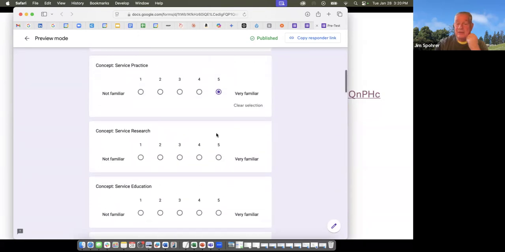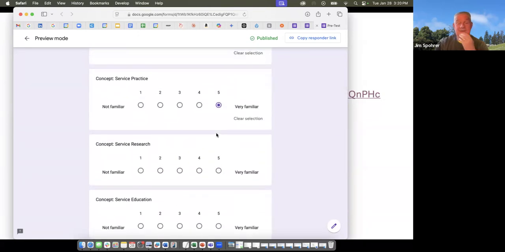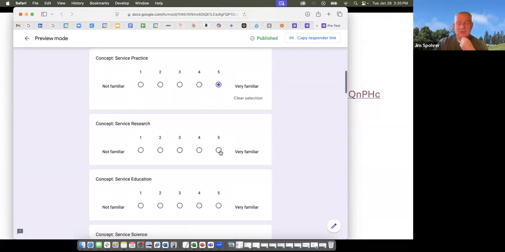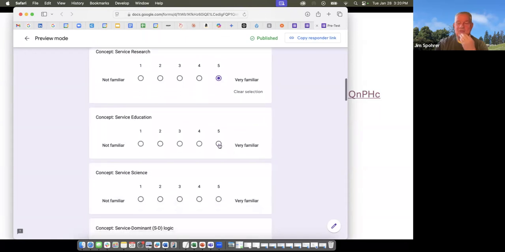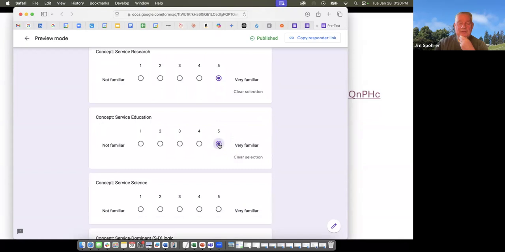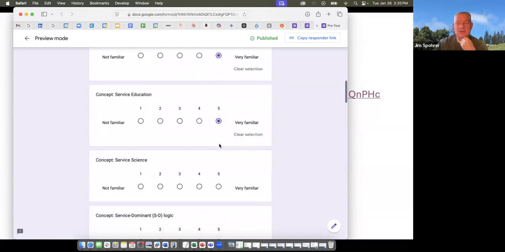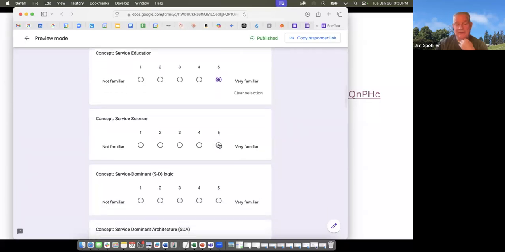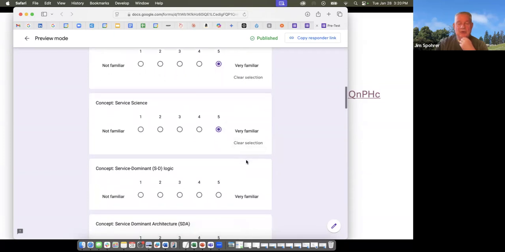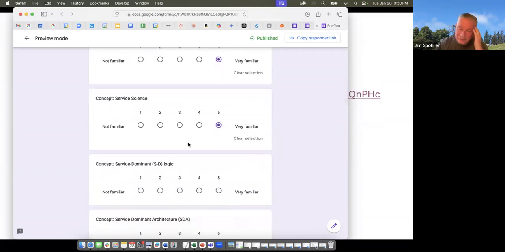I worked at IBM for many years, and we did a lot of service activities. Service research, I started the service research group at IBM, so I'm very familiar with that. Service education, when I led IBM Global University Programs, I helped start service education courses at many universities, collaborating with a lot of faculty. Service science, very familiar. I'm one of the co-founders of this emerging field.